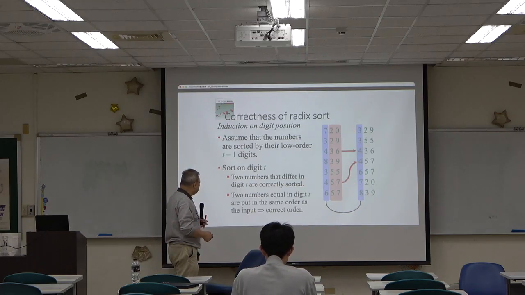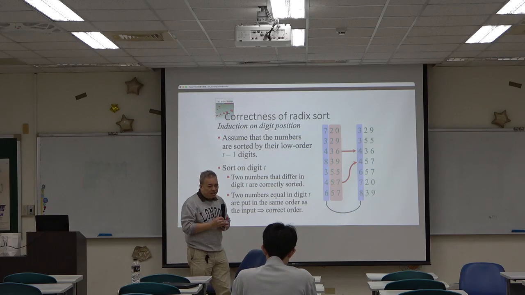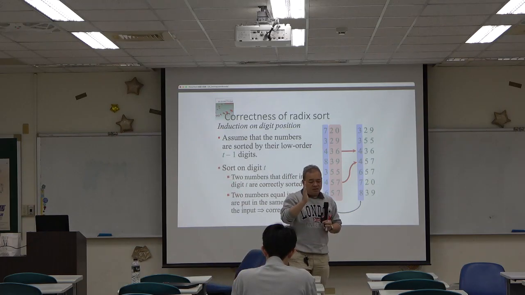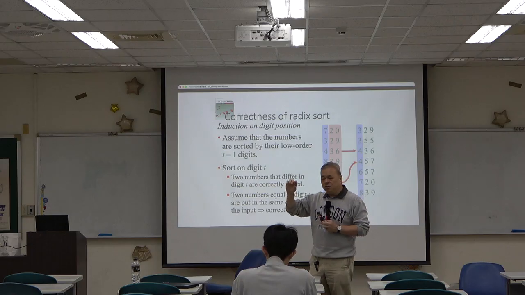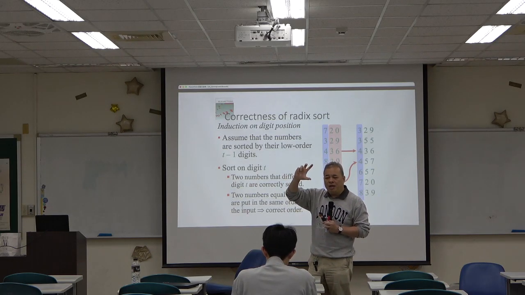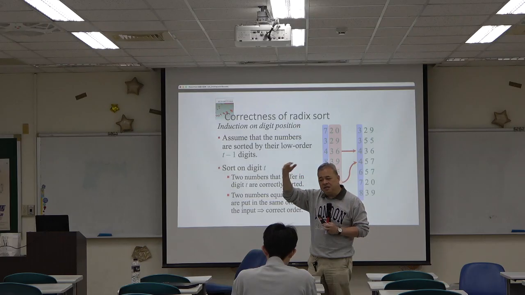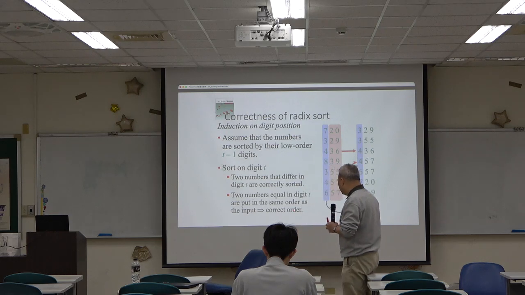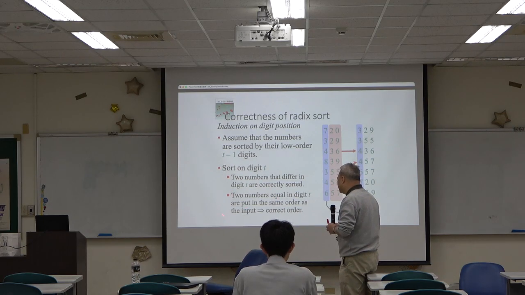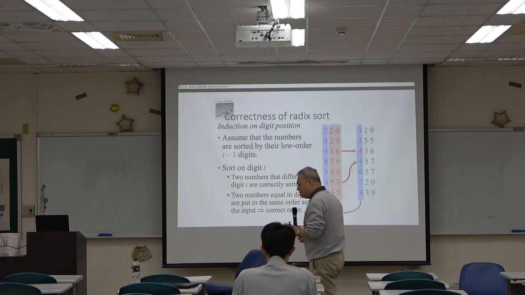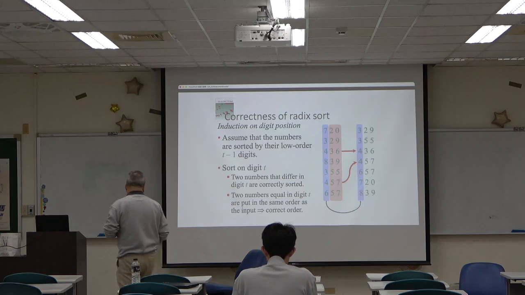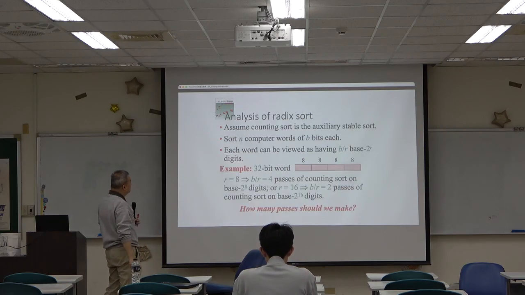How about if they are the same? The two numbers are the same in digit t. If they are the same, then the previous digits are already sorted, right? So the stable sort guarantees that we are not going to change the order of these numbers, because of the stable sort property. So we are still going to result in correct order. So regardless of which case happens, we have the correct result. So yeah, that's it.